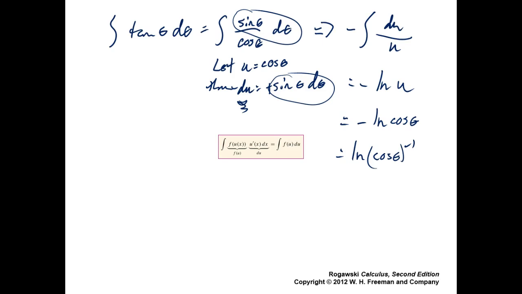Okay. But cosine to the minus 1 is the same as 1 over cosine, right? And what's 1 over cosine? You got it. Log of secant. Okay. Now, the only trouble is you can't take the log of negative numbers, so you have to make that the absolute value of secant theta. Okay? And then you can put your plus c.